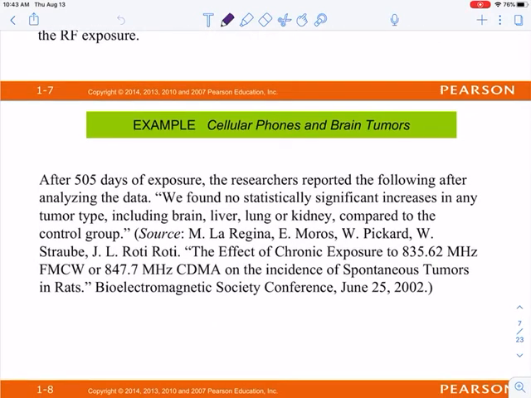After 505 days of exposure, the researchers reported the following after analyzing the data. We found no statistically significant increases in any tumor type, including brain, liver, lung, or kidney, compared to the control group.